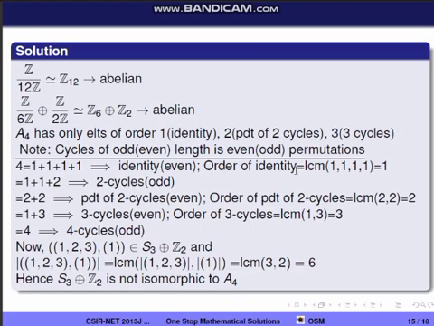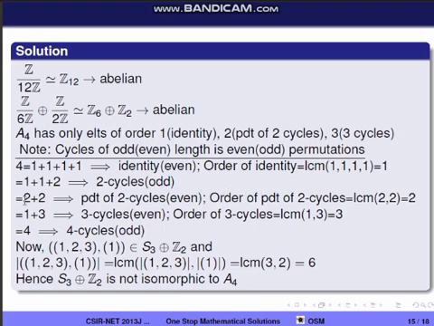The order of the identity is found by the LCM of this partition's numbers. So 1, 1, 1, 1, that is equal to 1. So the identity's order is 1. Now the next one, 1 plus 1 plus 2. This is a 2-cycle, so this is an odd permutation. We know A4 only contains even permutations, so I have only found the order of the even permutations here. Now this can also be written as 2 plus 2. This is the product of 2 cycles. We know when we multiply 2 odd permutations, we get an even permutation. So this is an even permutation. I'm finding its order.